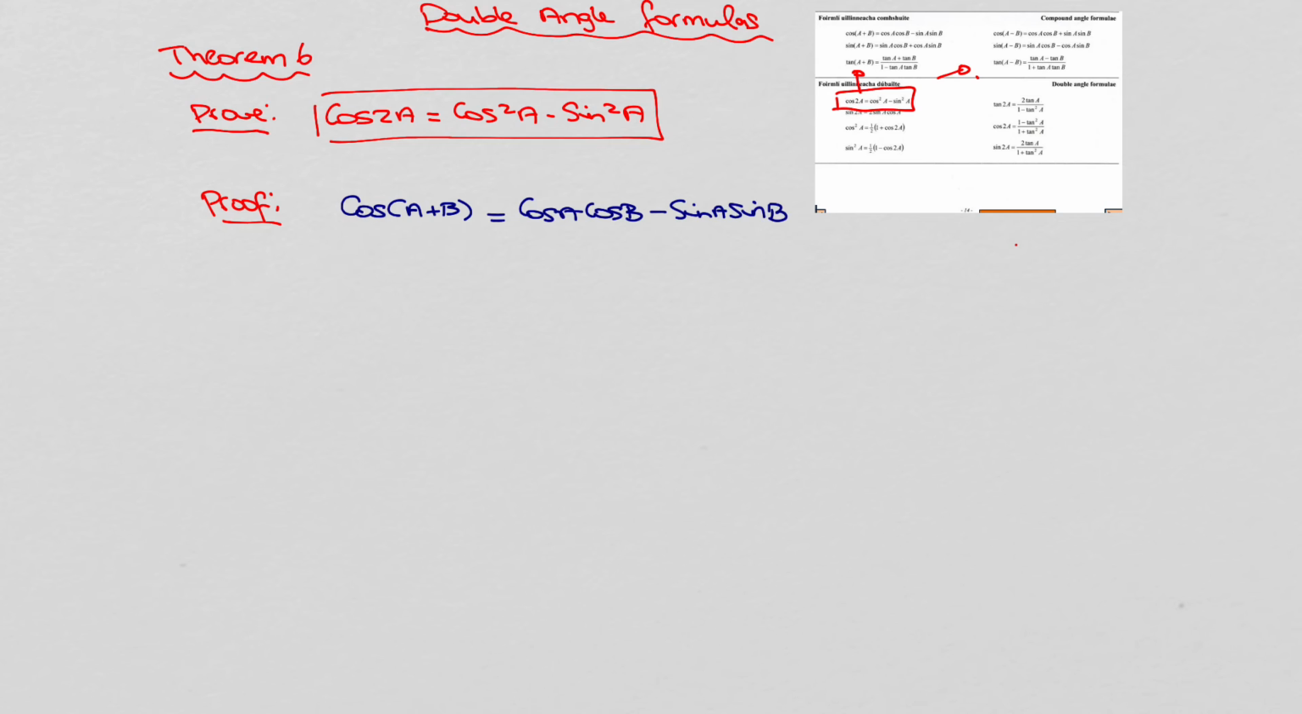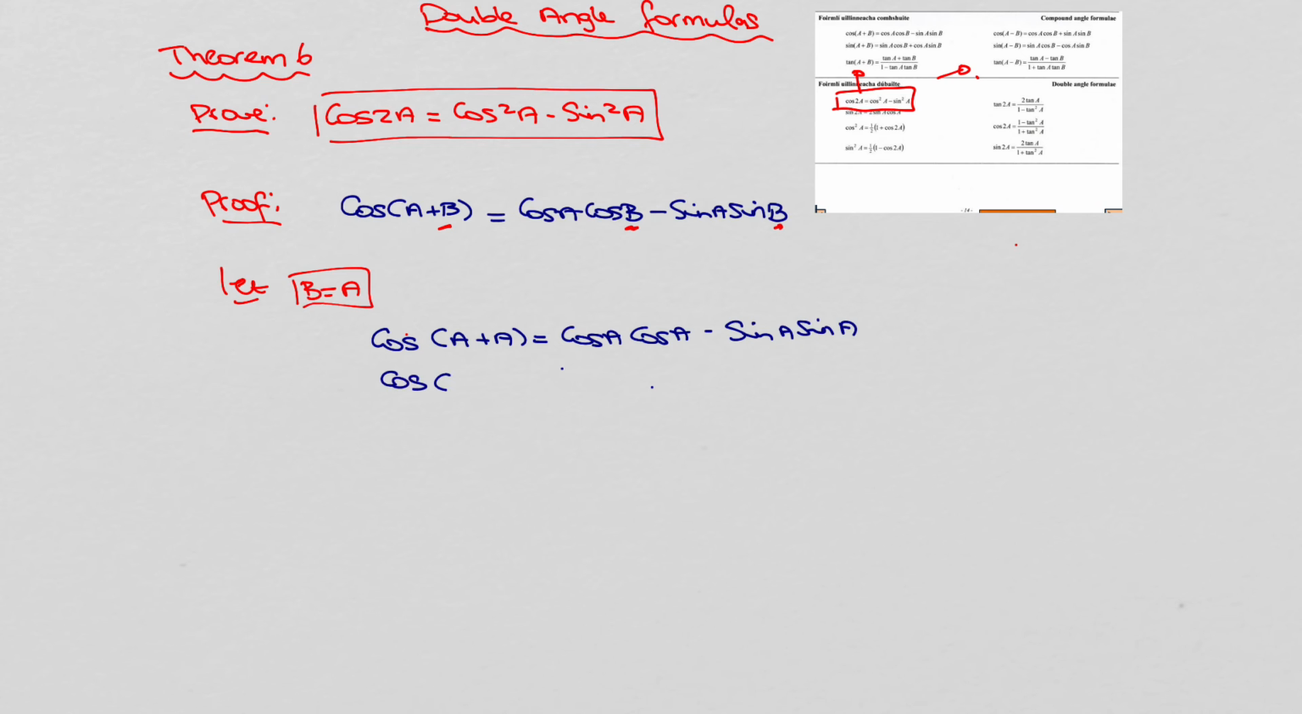So what I'm going to do with this one is I need to basically only have A in my answer. So if I only have A in my answer, that means all these B's have to go. So this is a really easy proof because we literally just replace the angle B with A. So that becomes cos of A plus A is equal to cos A cos A minus sine A sine A. And then we're done, because A plus A is 2A.